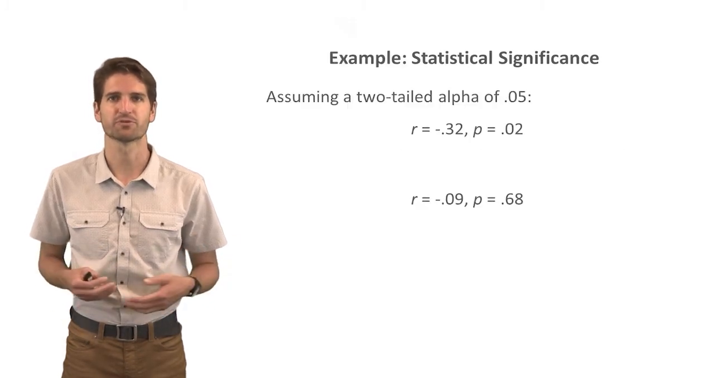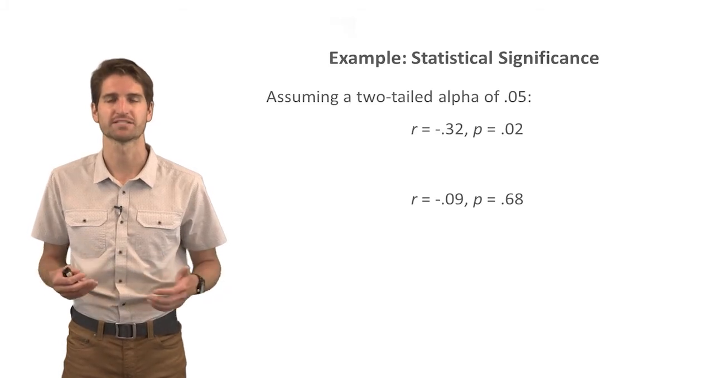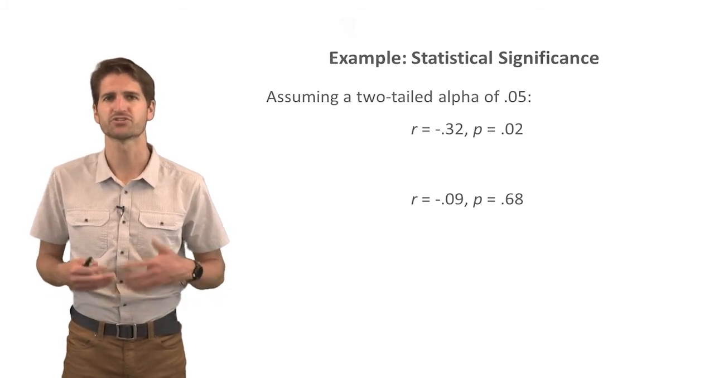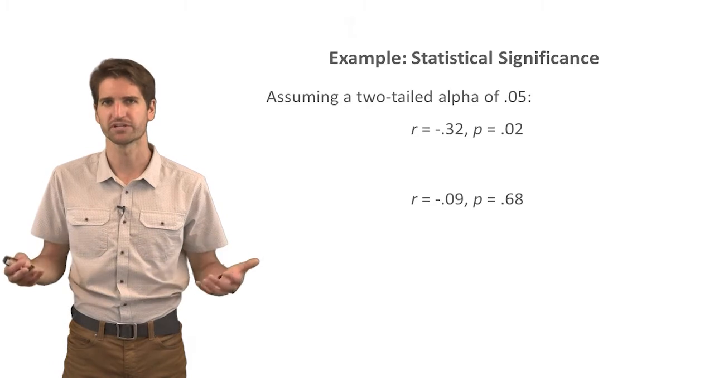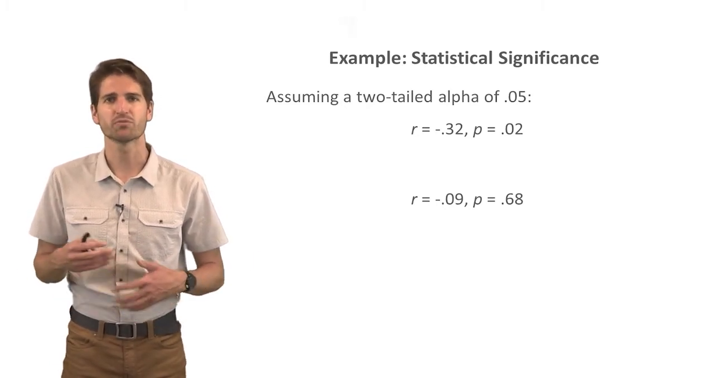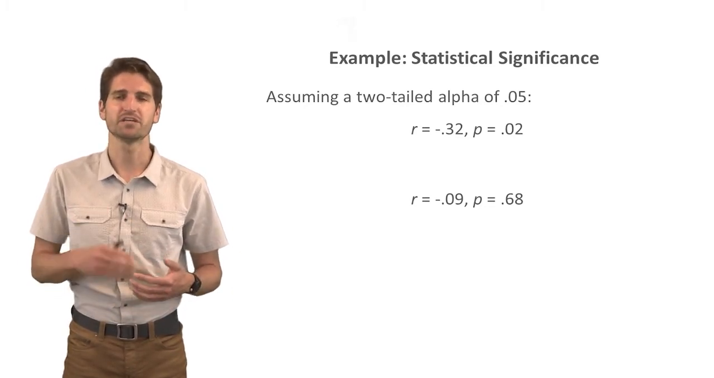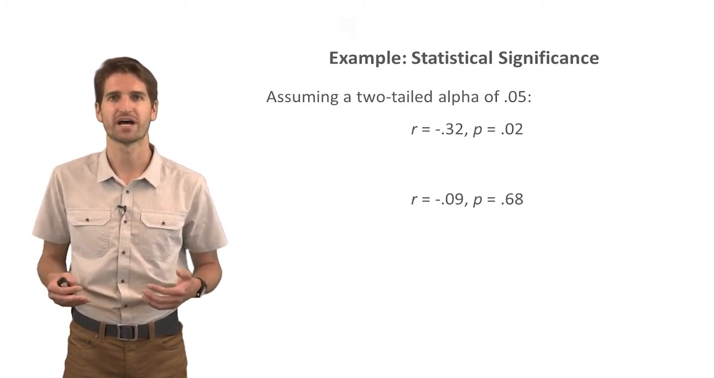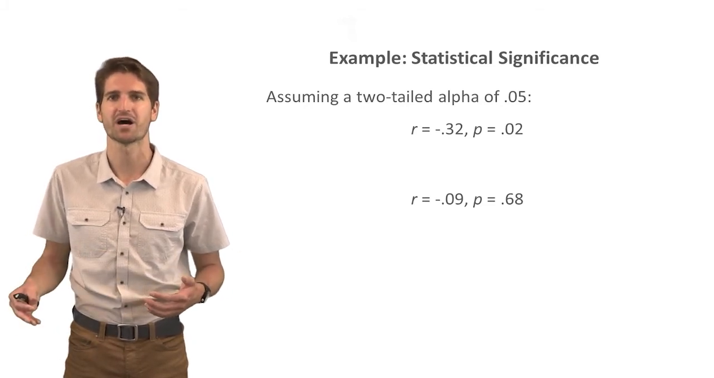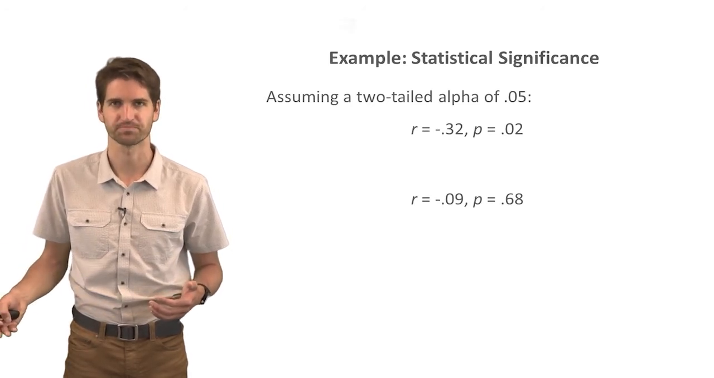So here are some examples we can work through in terms of recognizing what statistical significance means in the context of a correlation. Let's assume, which is fairly customary in social sciences and in particular human resource management, that we're dealing with a 2-tailed alpha of 0.05. What that means is that the p-value needs to be less than 0.05 to be treated as statistically significant, or in other words, to reject the null hypothesis that the correlation is not different from 0.